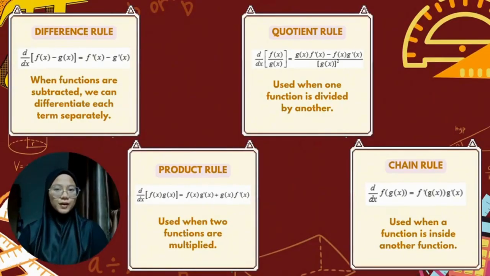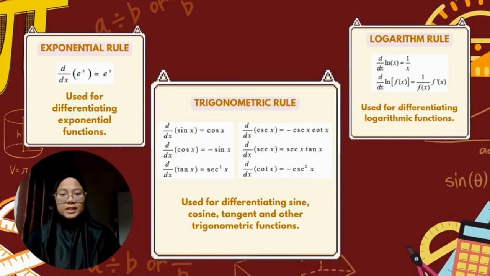Number 8. Chain rule. We use it when a function is inside another function. Number 9. Exponential rule. We use it for differentiating exponential functions. Number 10. Trigonometric rule. We use it for differentiating sine, cosine, tangent, and other trigonometric functions. And lastly, logarithm rule. We use it for differentiating logarithmic functions. And that's all from me. I'm going to pass to my friends to answer question number 2.